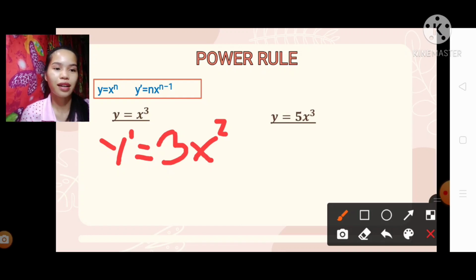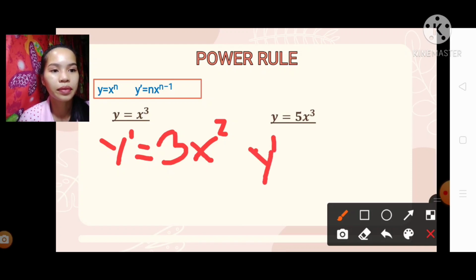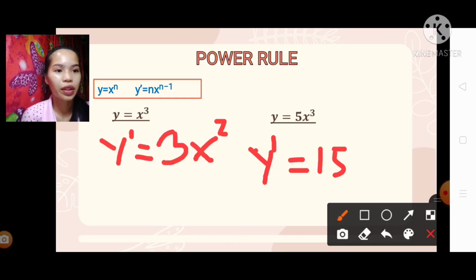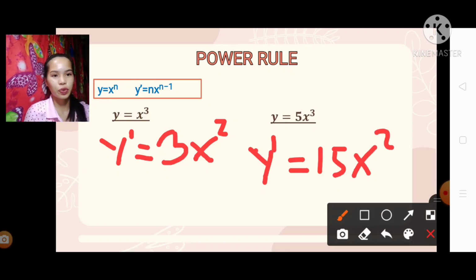So we have here the second example. y equals 5x cubed. So y prime equals, let's multiply the coefficient and the exponent. So 5 times 3 is 15. And then again, subtract 1 from the power, which is 3 minus 1 equals 2. So 15x squared. So that's the final answer.